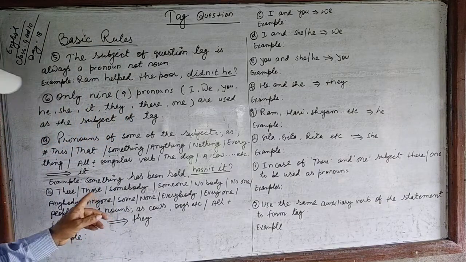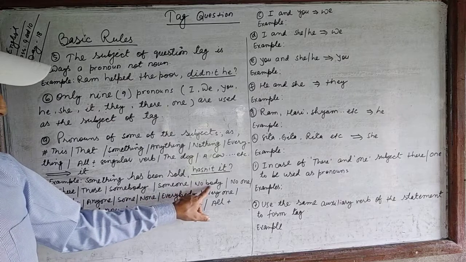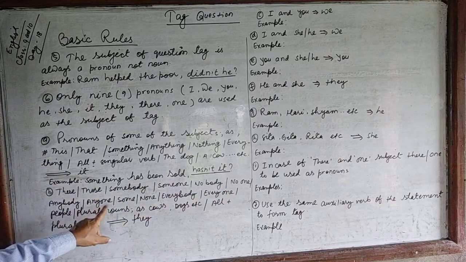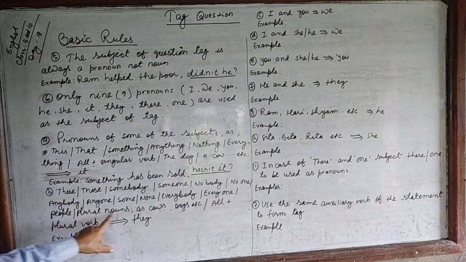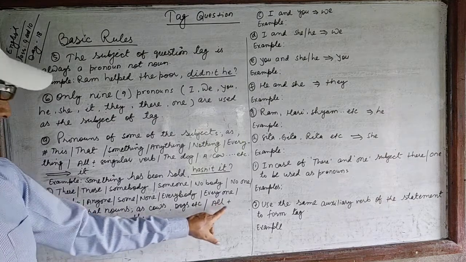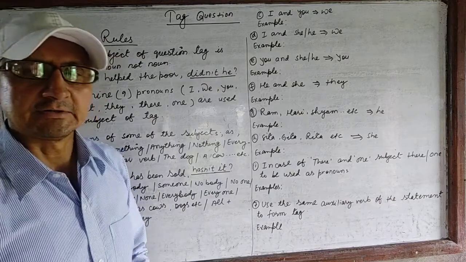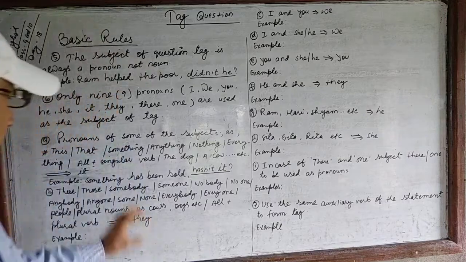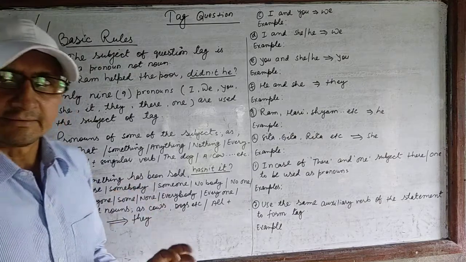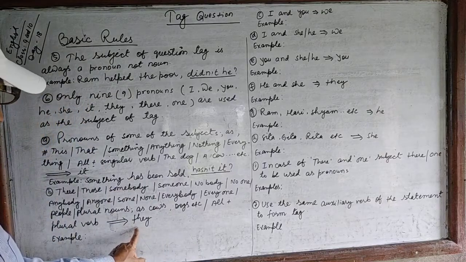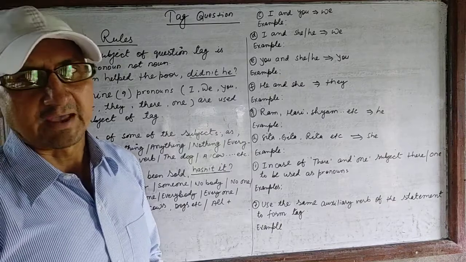Let's see another rule. For these, those, somebody, someone, nobody, no one, anybody, anyone, some, none, everybody, everyone, people, plural nouns such as cows, dogs, etc., all plus a plural verb, we use they as the subject in the tag. If these words are used as a subject in the statement, we use they as the subject in the tag.